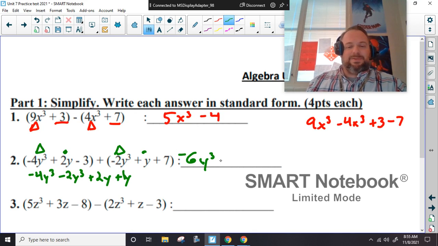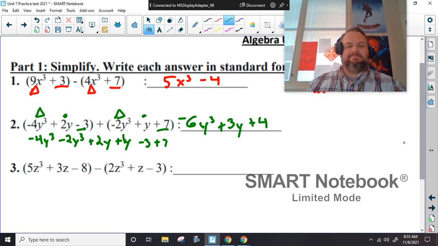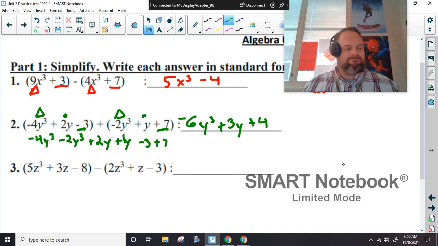All right, so this would be plus 3y, and then -3 plus 7 is the same thing as 7 minus 3, so we get 4. Okay. All right. So, that's kind of what we have here, just taking it bit by bit.